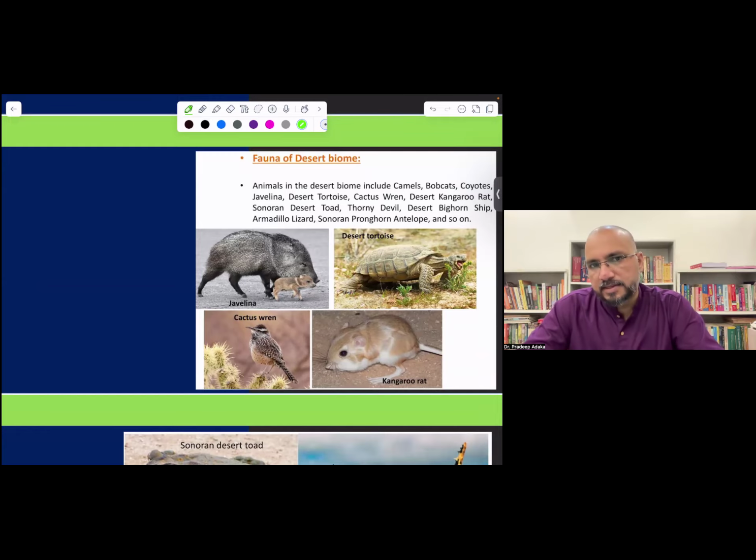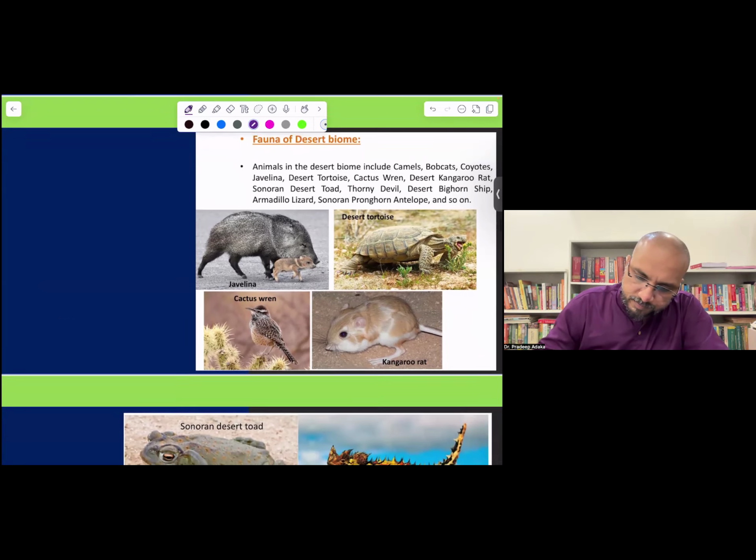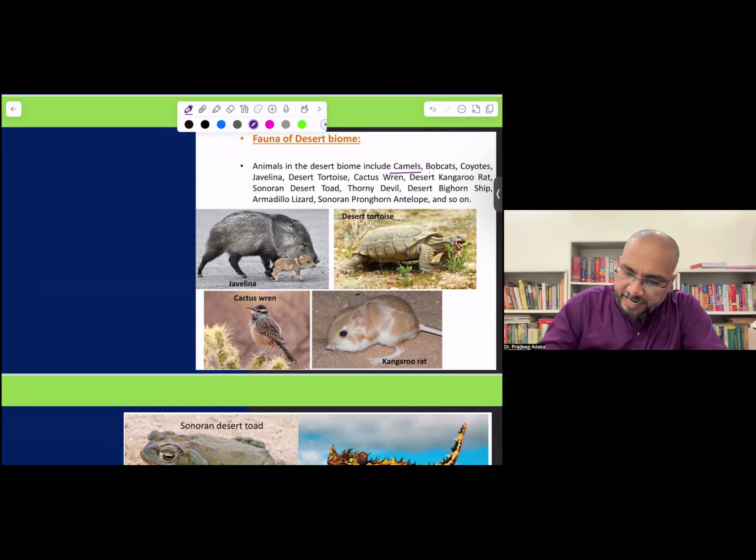Now let us look at animal adaptations. Fauna. So what type of fauna will you see? What are the different fauna? So we have camels, bobcats, coyotes, javelina, desert tortoise, cactus wren, which is a bird, and desert kangaroo rat. So desert kangaroo rat.